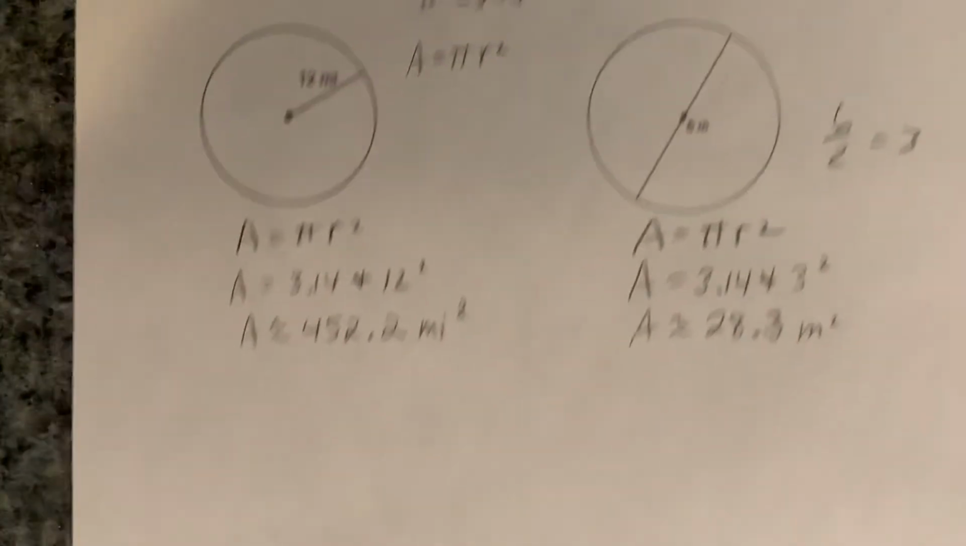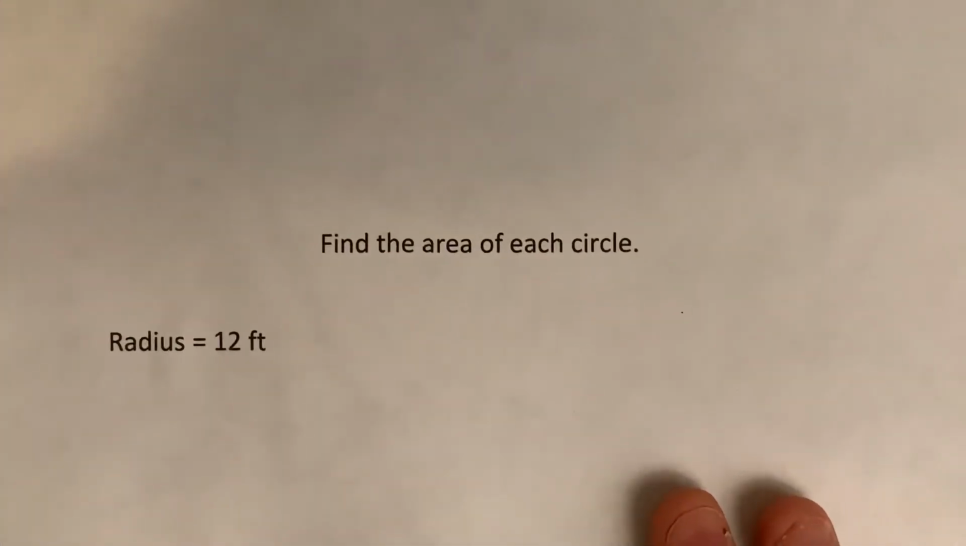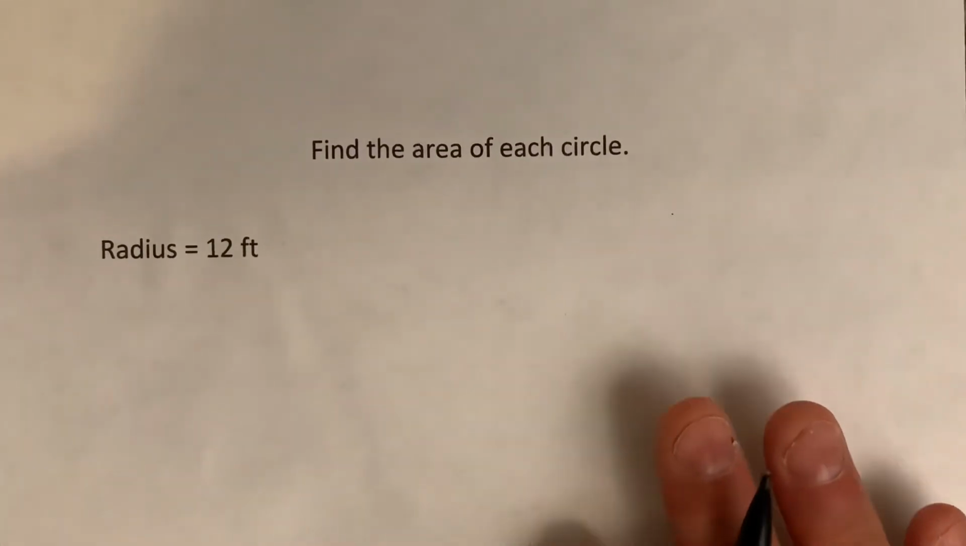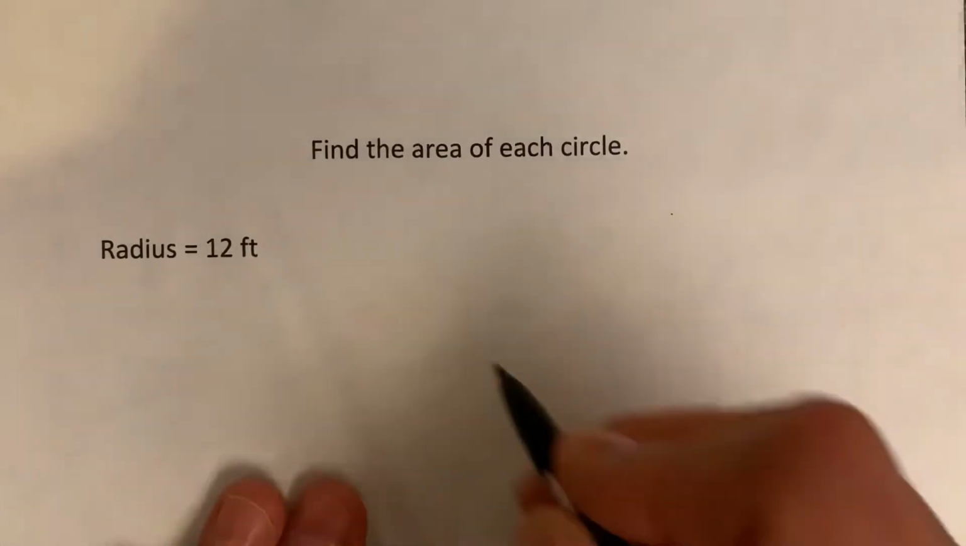Now let's try another one where we're not given the circle again, but we have the amount told to us, which is just to find the area. We just know the radius. So let's try this one out.